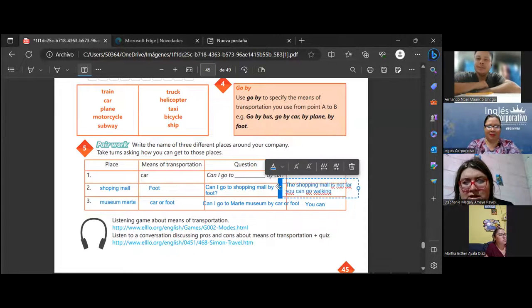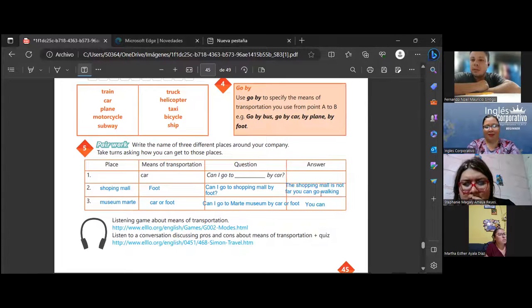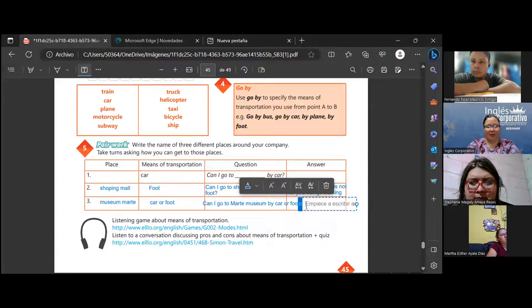Está larga. Sí, está larga. The Martin Museum está lejos, tú puedes ir en carro. Teacher, ¿es Museo Marte o Marte Museum? Ahí escribió la respuesta a ella. Ah, Marte Museum.